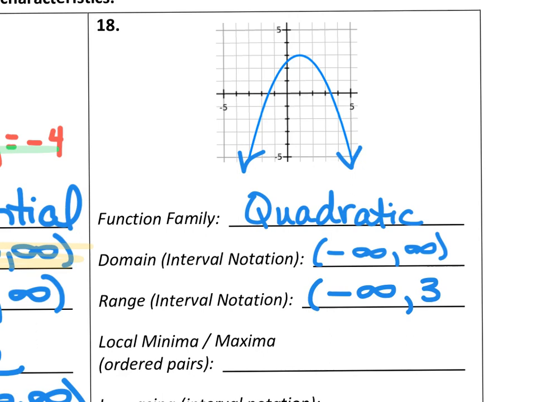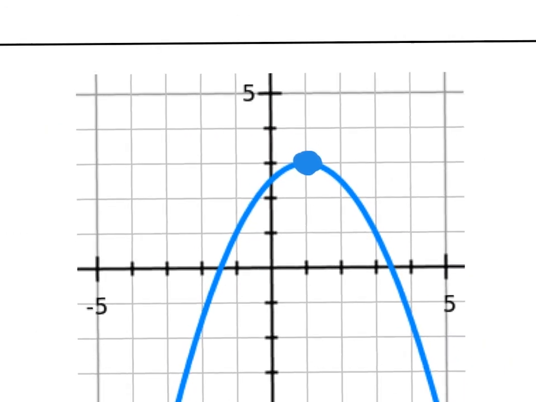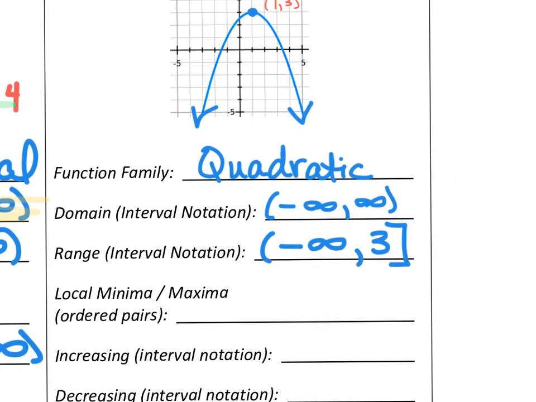But you're going to put a square bracket around 3 because this point right here has the value y equals 3. Now, that point is also a local maximum. The ordered pair that represents that point is (1, 3). And so we're going to say that we have a maximum at the ordered pair (1, 3).